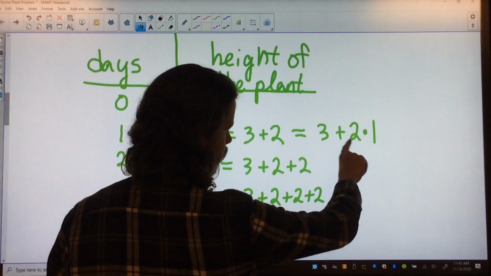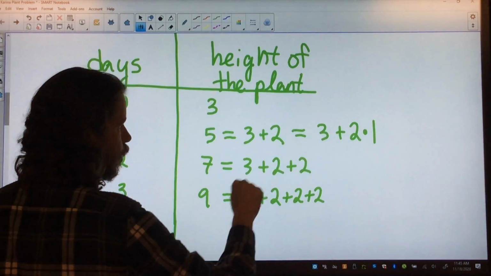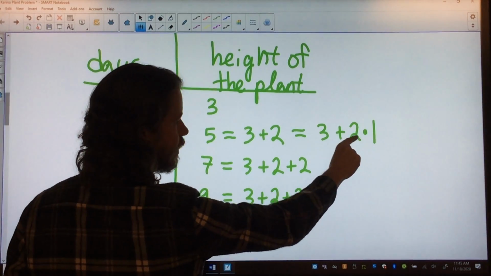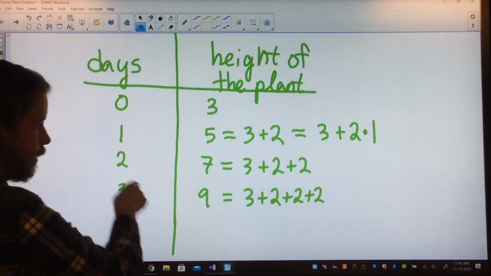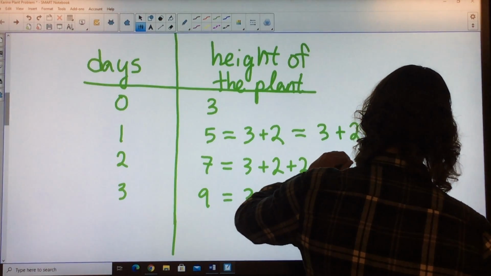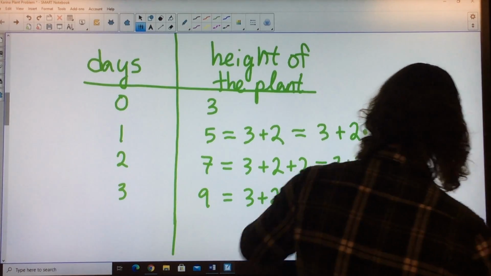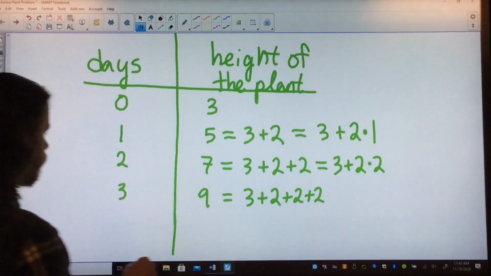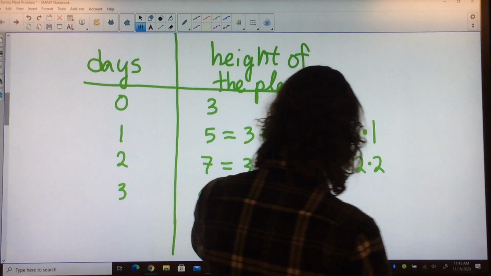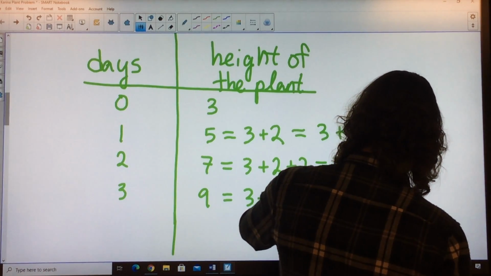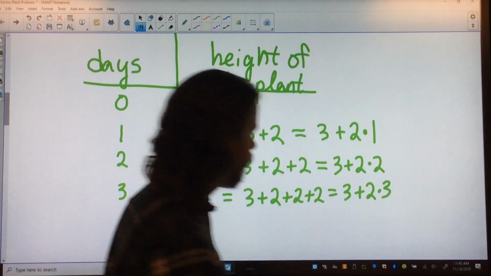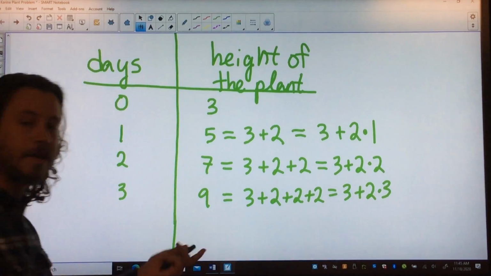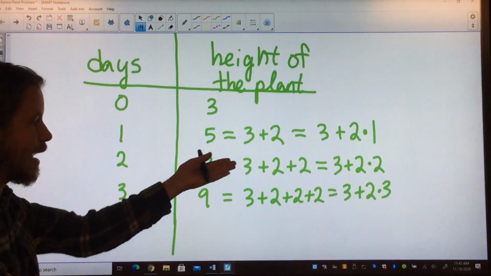Generally you read it left to right, 2 sets of 1, but for our purposes, we're going to think about this as: on the first day, I start with 3. On the first day, I add one set of 2. On the second day, I added 2 sets of 2. Well, on the third day, I added 3 sets of 2. So I had 3 2's adding here, so I had 3 sets of 2. And I could continue this pattern because I know each day I'm just going to add on another 2.